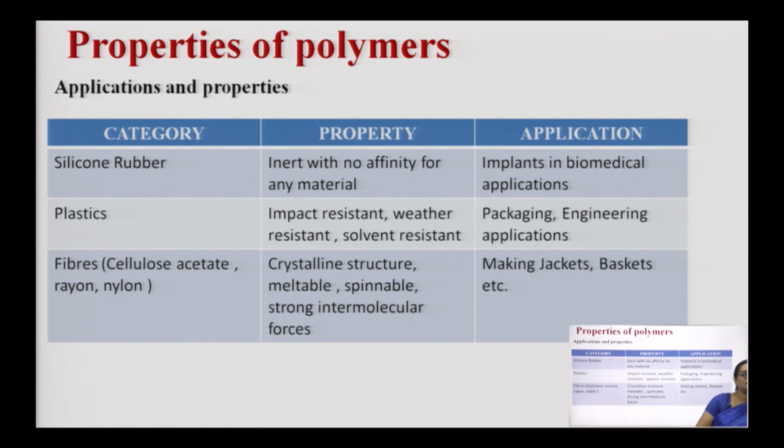So, here I have just listed out a few common polymers with their applications based on their typical properties. The first example is silicon rubber. It is inert with no affinity for any material, that is why it has been used in making implants in biomedical applications. Plastics with impact resistance, weather resistance and solvent resistance have been used in packaging applications. Fibers with high tensile strength and crystalline structures are used for making jackets or baskets, etc. And fibers particularly have high elasticity modulus.